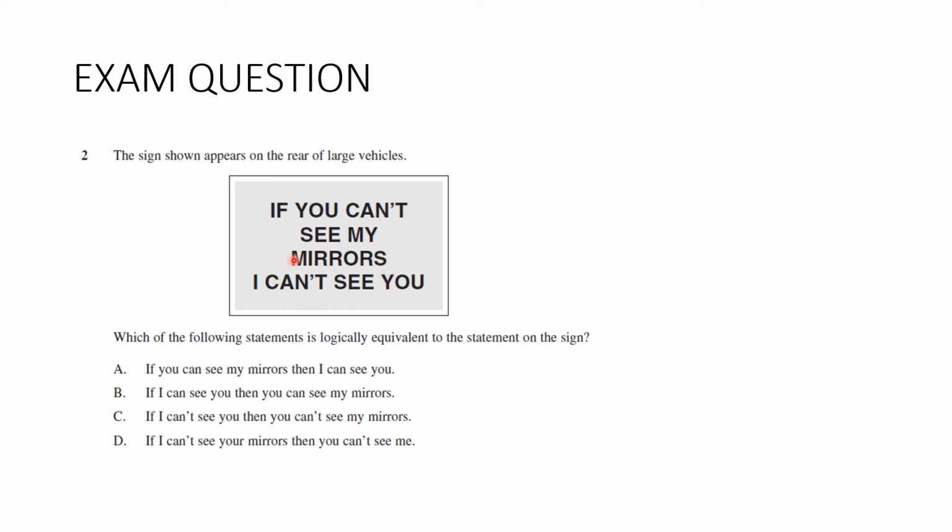So we're going to take the I can't see you and put it first and negate it. And then if you can't see my mirrors, we're putting that second and we're going to negate it. Now, the negation of I can't see you is I can see you. And the negation of you can't see my mirrors is you can see my mirrors. So the contrapositive statement is if I can see you, then you can see my mirrors, which is B.